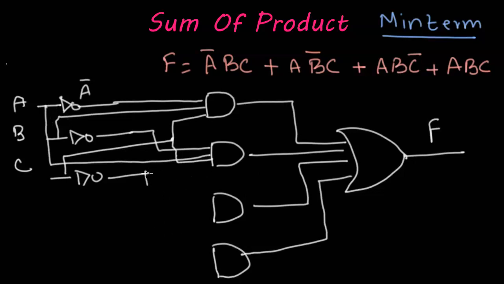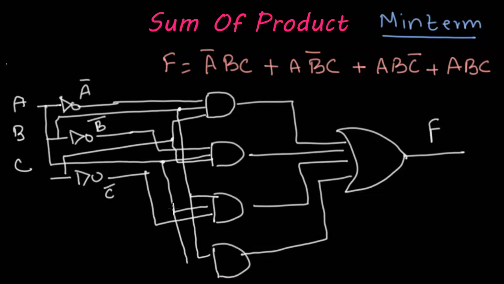So we have the C bar. This is my C bar. This was my B bar. Then I have my A. And then I have my B. And the next is A, B, and C. So let's just continue A, B, and C. So this is the logical gate diagram for the sum of products.